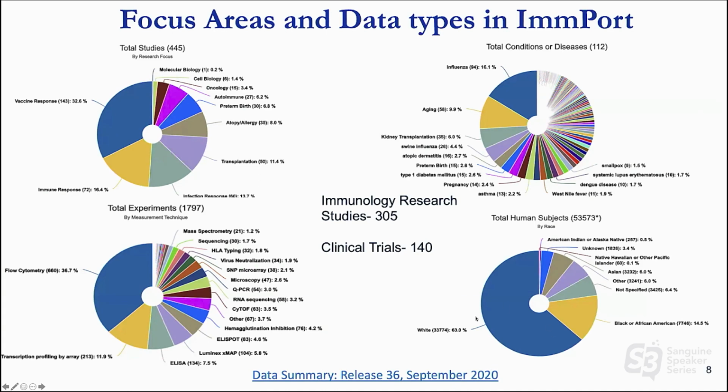And then here is the distribution of the human subjects. As you know, most of the database is a little bit biased toward the white population. And then we have other races and ethnicities as well.